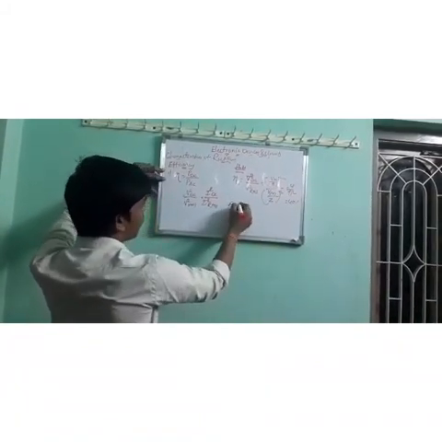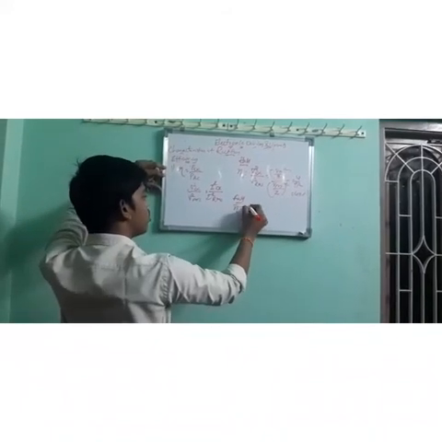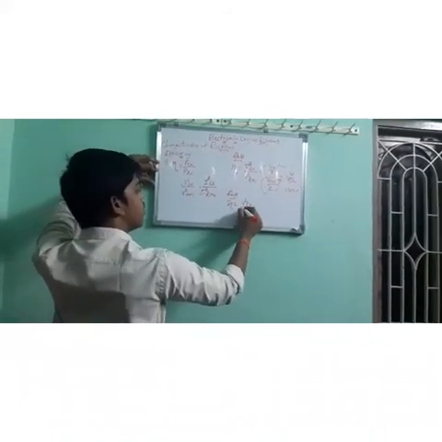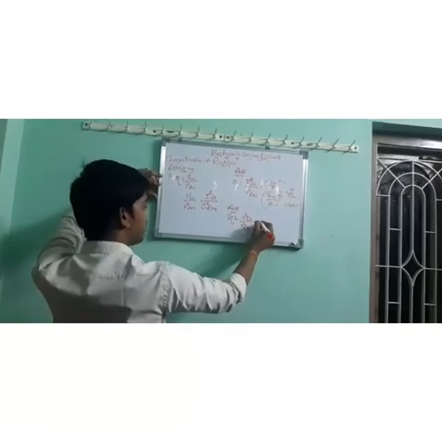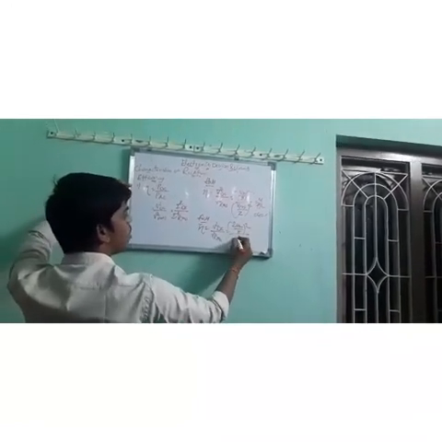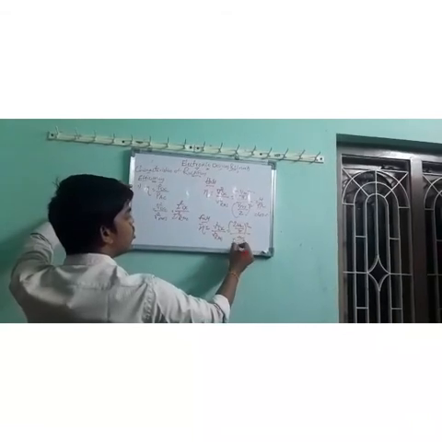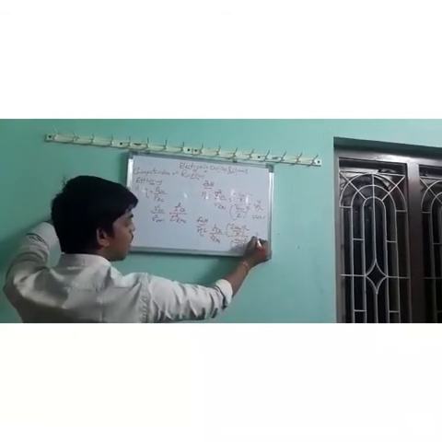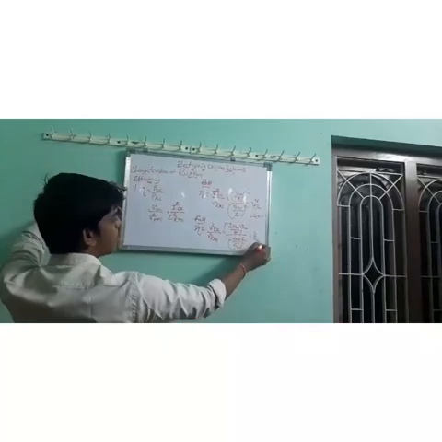For full wave rectifier, eta is equal to V square DC by V square RMS. Here the VDC is 2 Vm by pi, so 2 Vm by pi whole square by Vm by root 2 whole square is equal to 8 by pi square. It is approximately equal to 80%.